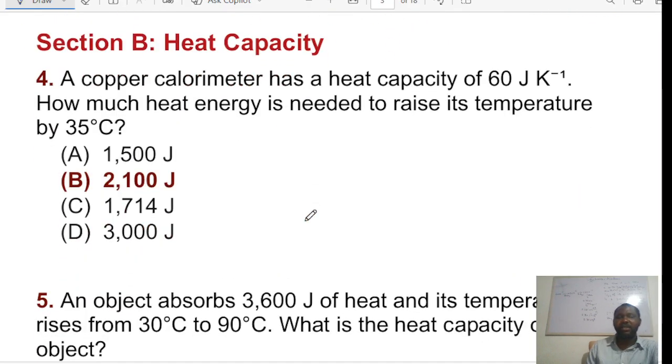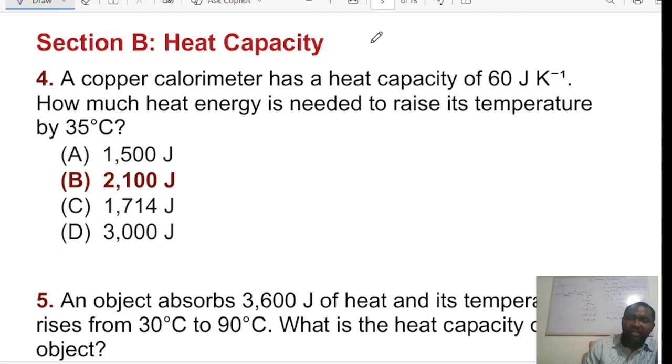Okay, so the next one here has to do with heat capacity. Please, I want you to note that heat capacity is not the same thing as specific heat capacity. They are different. Specific heat capacity is the amount of heat required to raise 1 kilogram of a substance through a temperature of 1 Kelvin. But heat capacity, on the other hand, is the amount of heat required to raise the temperature of an object, of a substance, by 1 Kelvin. The difference between specific heat capacity and heat capacity is mass, nothing much. Specific heat capacity is per unit mass, but heat capacity does not depend on mass.